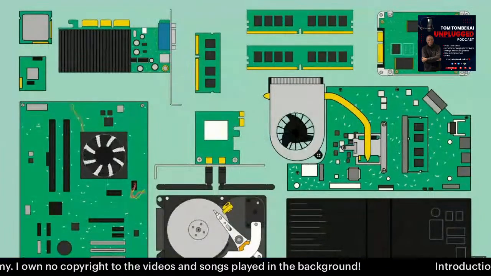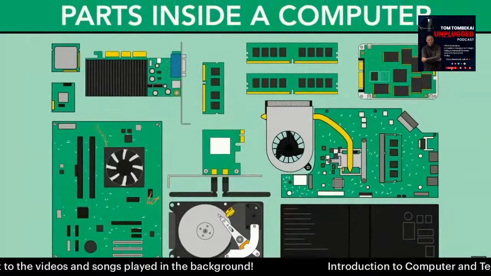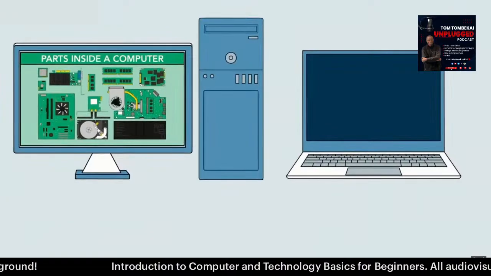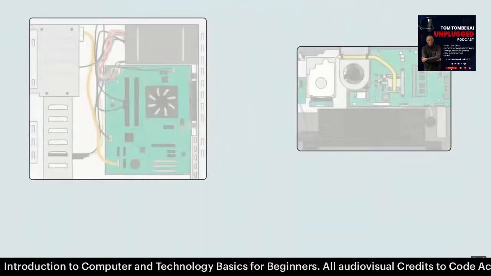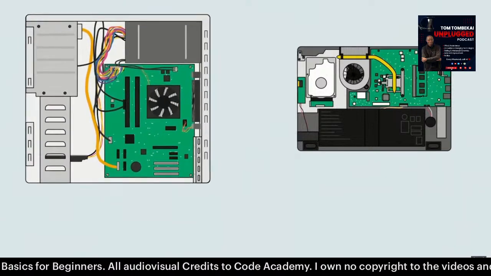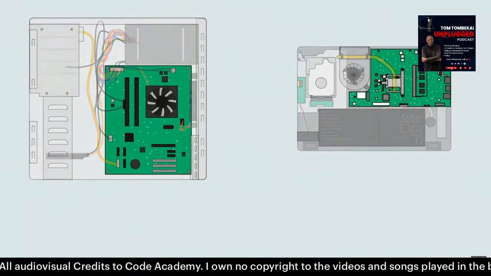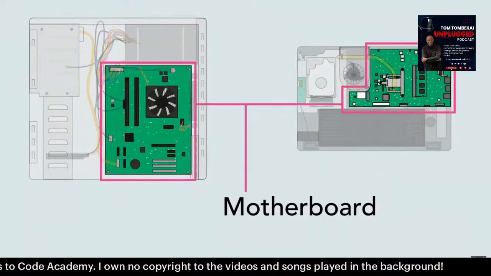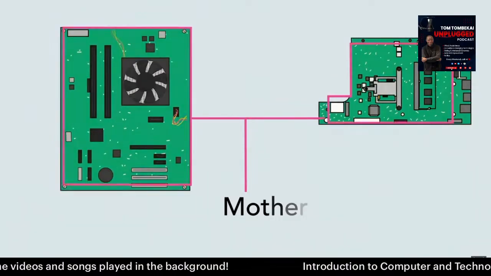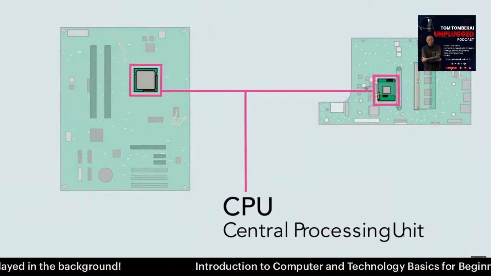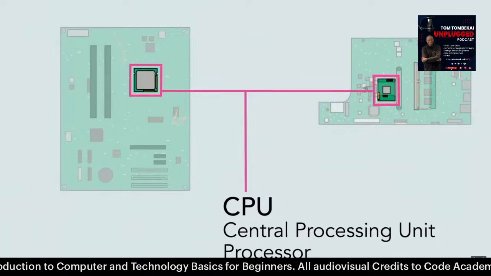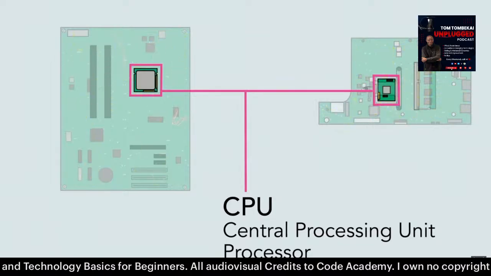You may already know that there are many important parts inside a computer, but what exactly do they do? Let's take a look inside and learn about the various components that make a computer work. Whether it's a desktop computer or a laptop, every computer has a large circuit board called a motherboard. This contains some of the most important parts of the computer, such as the CPU, also known as the Central Processing Unit or processor.